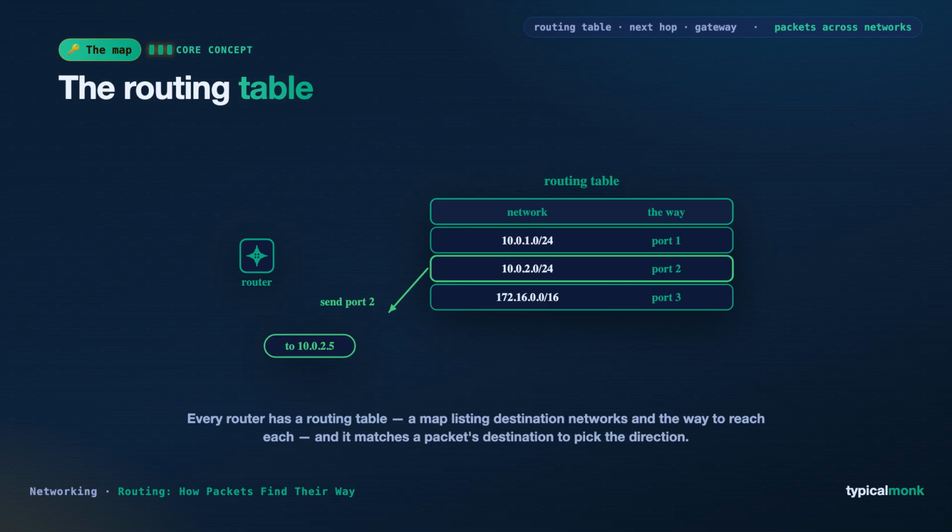So the takeaway: the routing table is the router's map, listing destination networks and the direction, the next hop, to reach each. For every packet, the router matches the destination IP to a network entry and forwards accordingly. And because it works at the level of networks, not individual devices, the table stays manageably small.